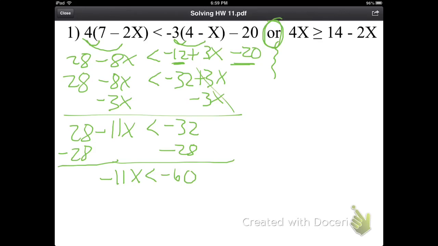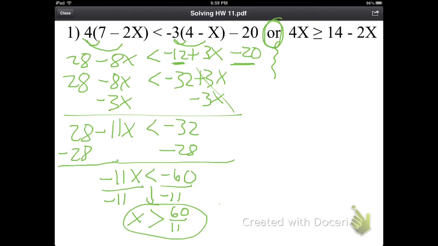Okay, now we're at this point. I still want to get x by itself on the left side. I need to get rid of that negative 11. So I'm going to divide by negative 11. When you divide by a negative, you must switch the direction of your inequality. Okay, notice how it's going the other way. Don't forget to do that little bit. And on the right side, we got negative 60 divided by negative 11. Negative divided by negative is positive. So there's no more negatives on the right. And I'm just going to leave it as 60 over 11 because it does not divide evenly.